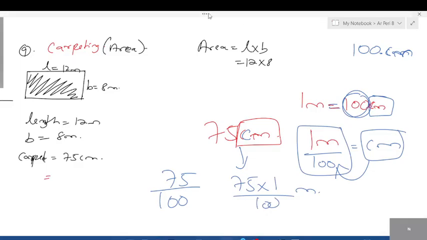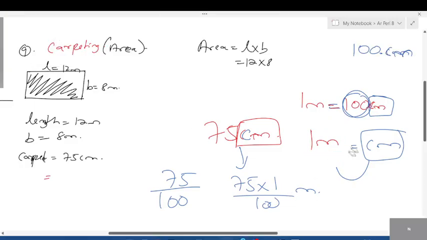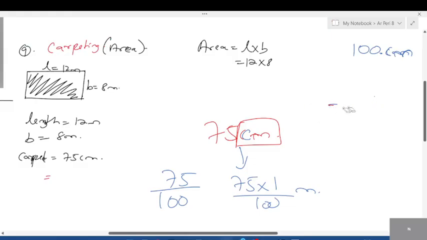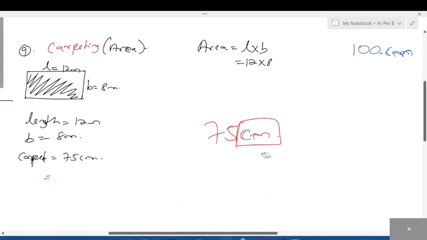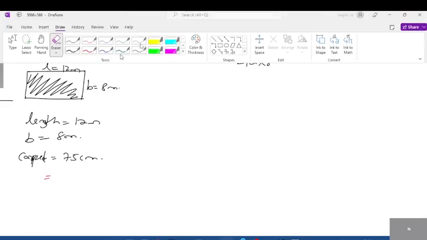1 by 100. Okay. This is the actual calculation, so you don't have to write all this part. Just remember that from centimeter to meter, you have to divide it. Okay, you have to divide. I'll teach you a trick. I'll tell you how to remember this.